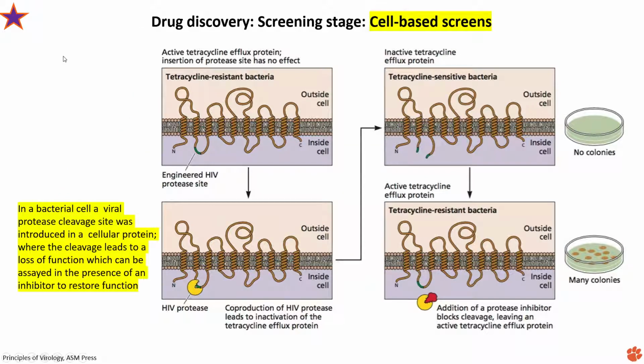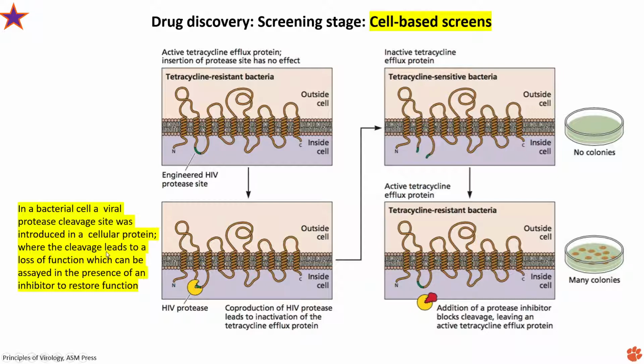So right here, this is basically the idea of the cell-based assay. We can give you a couple of different scenarios asking which of the following processes is a cell-based drug screening. There are many cell-based assays, but as one example, a viral protease cleavage site was introduced in a cellular protein. See that this is a cellular protein and you have an engineered protease site.